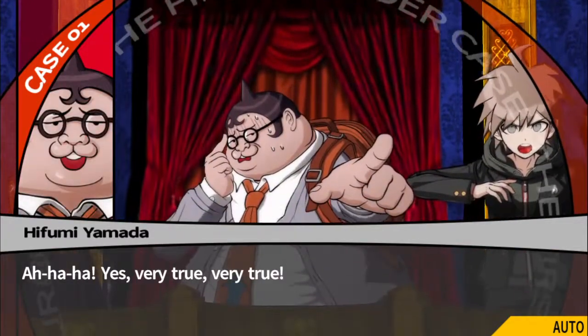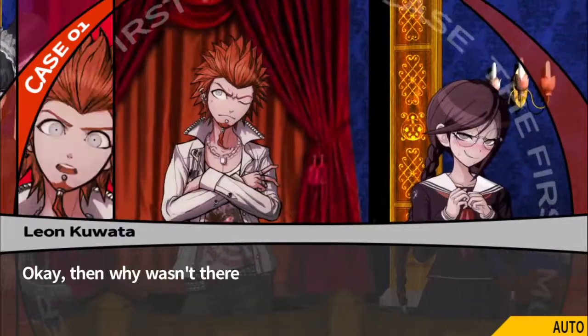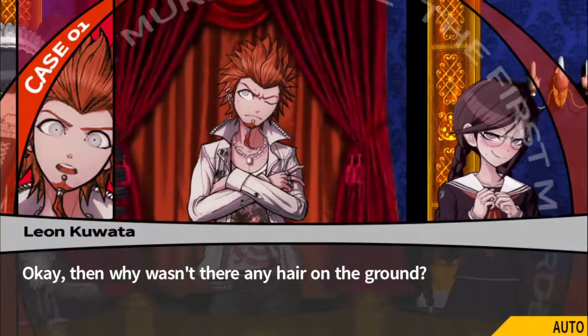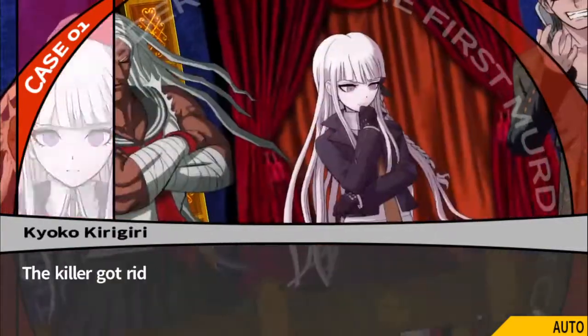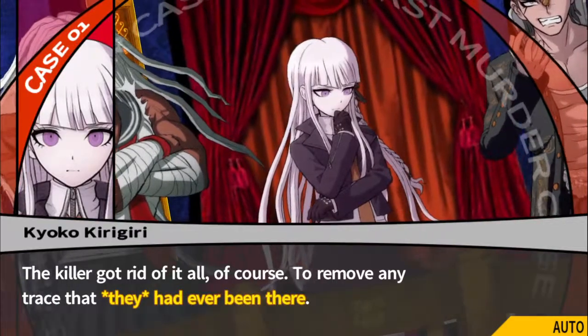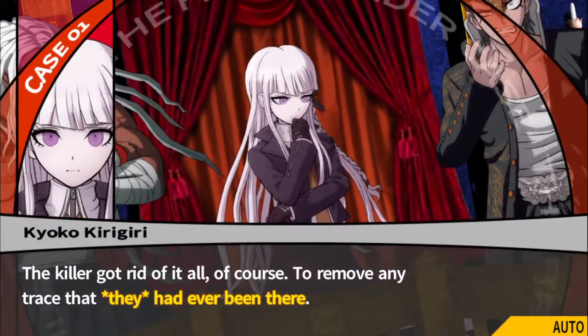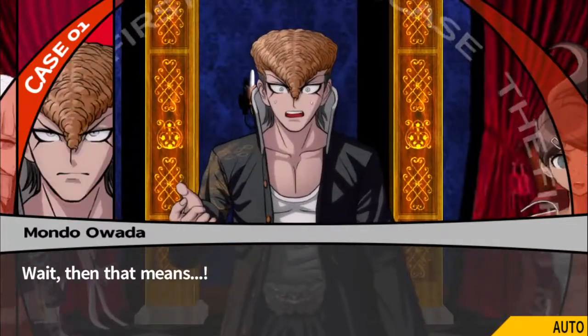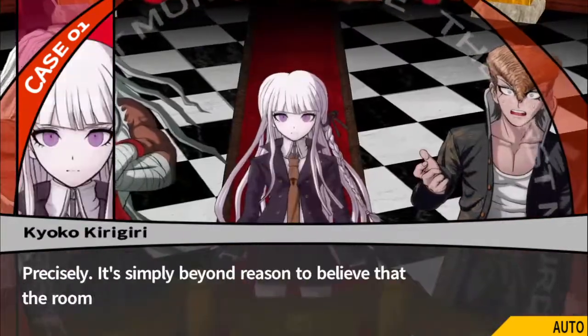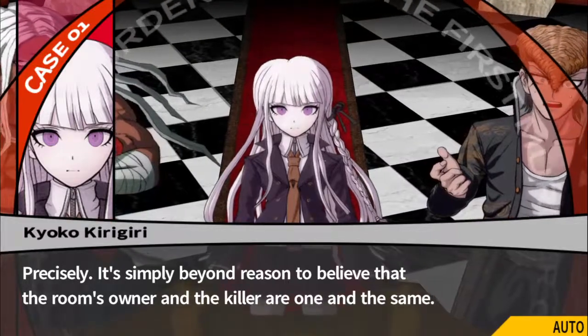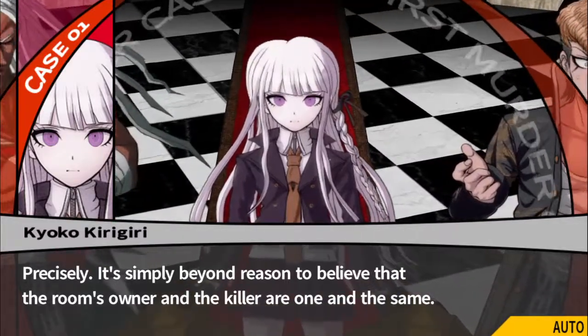Yes, very true, very true. Okay, then why wasn't there any hair on the ground? The killer got rid of it all, of course, to remove any trace that they had ever been there. Then that means... Precisely. It's simply beyond reason to believe that the room's owner and the killer are one and the same.